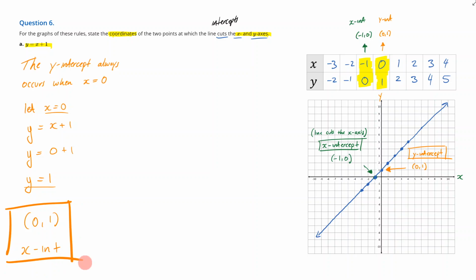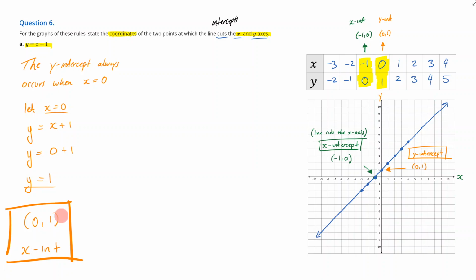Just like that. This is the quicker way to do it. Do you see how quick that was? I didn't have to draw a graph. I didn't have to do a table of values. I knew that my y-intercept always occurs when x is equal to 0. So by letting x equal 0, I just found what my y is equal to, and I found my x-intercept.